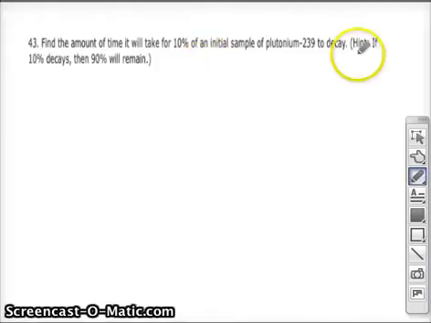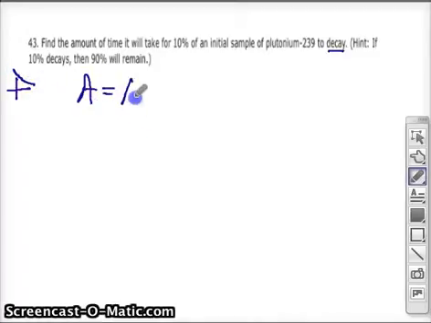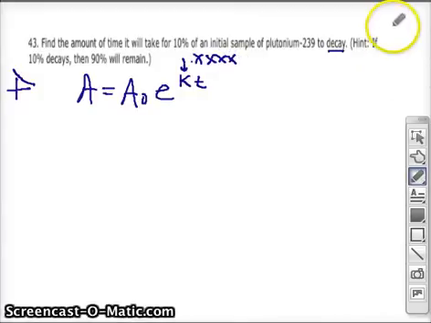How much time does it take plutonium to decay? We know right away this is exponential decay. Decay goes like this, and it follows the model: some amount is equal to the initial amount, e to the kt. When it's decay, k is negative. When it's growth, k is positive. I normally round this to 4 places. If I have to do 6, I will.